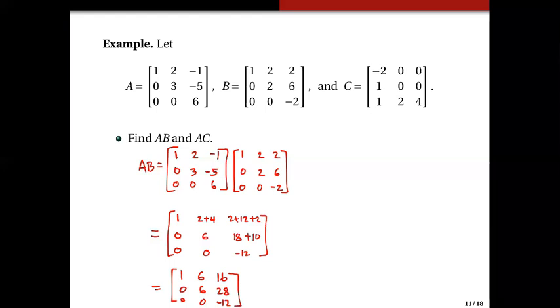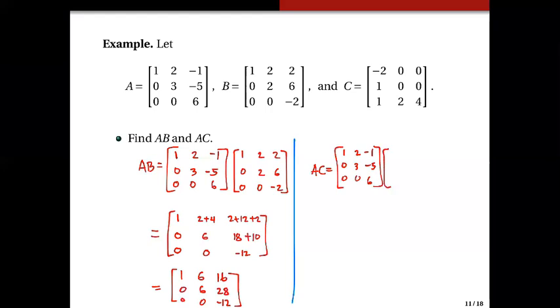Okay, let us do the other product in here. We want to find AC. So let us write AC here. So 1, 2, negative 1, 0, 3, negative 5, 0, 0, 6. And then for C, we have negative 2, 0, 0, 1, 0, 0, and then 1, 2, 4.